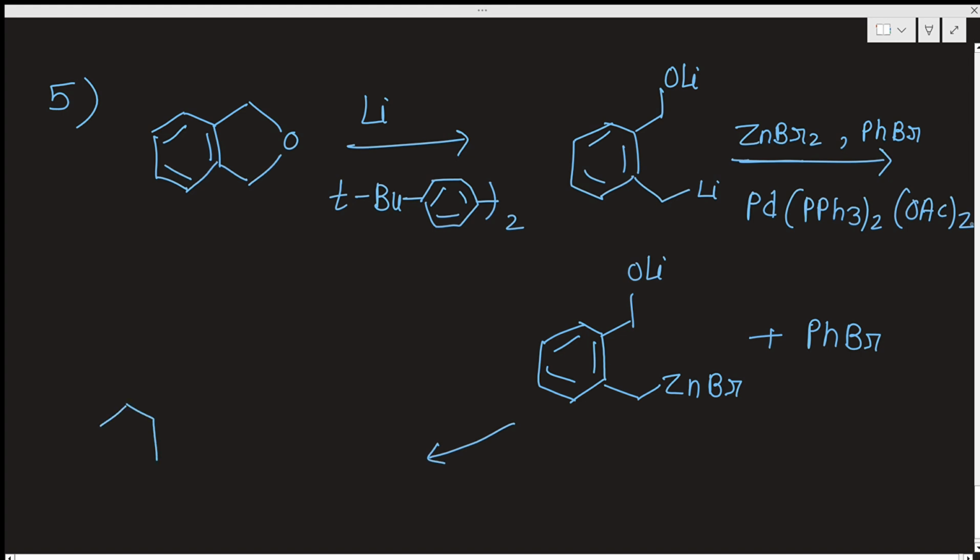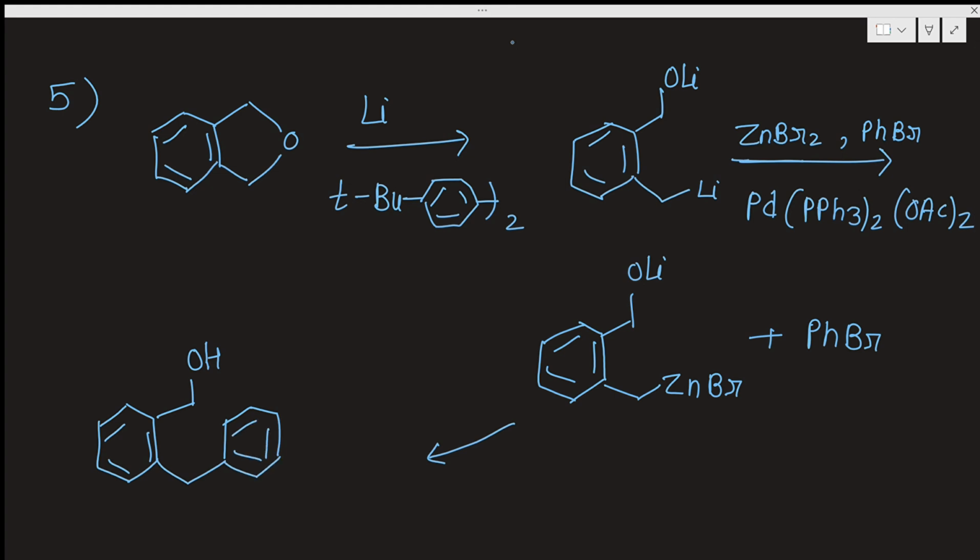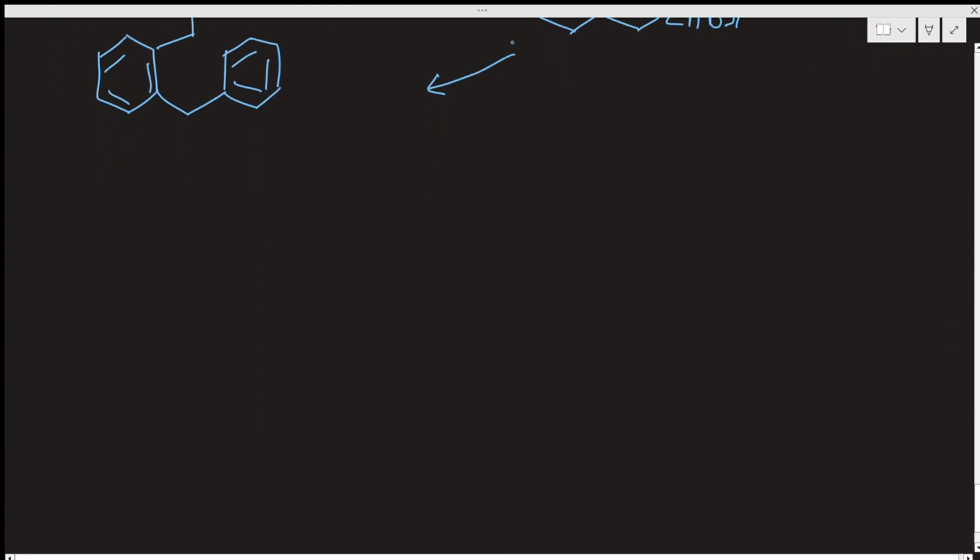See here, I am making this. Here this will get hydrolyzed, so you are getting OH here, and here you are getting a new bond. Then you have to make the phenyl group. So this will be the compound that you are getting. Now see the next question.